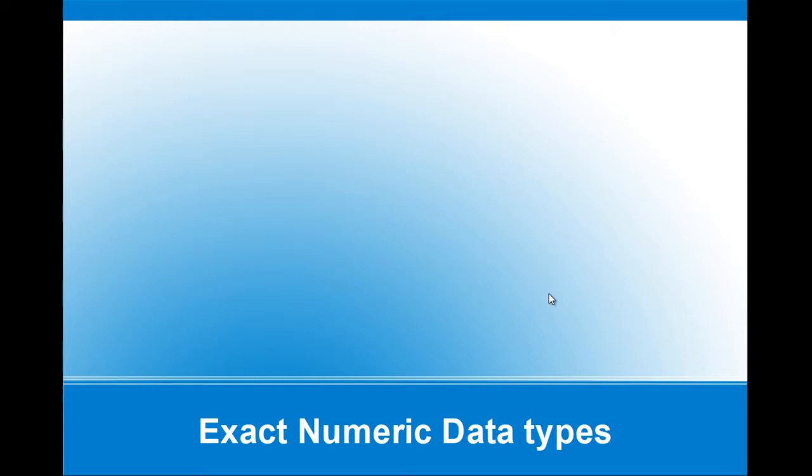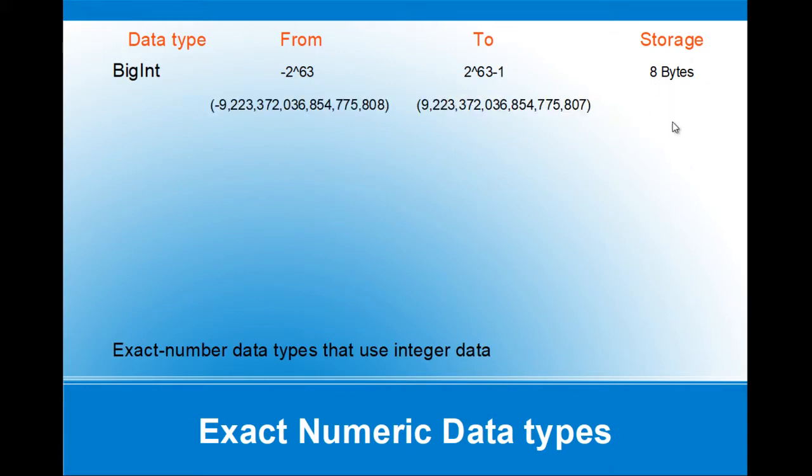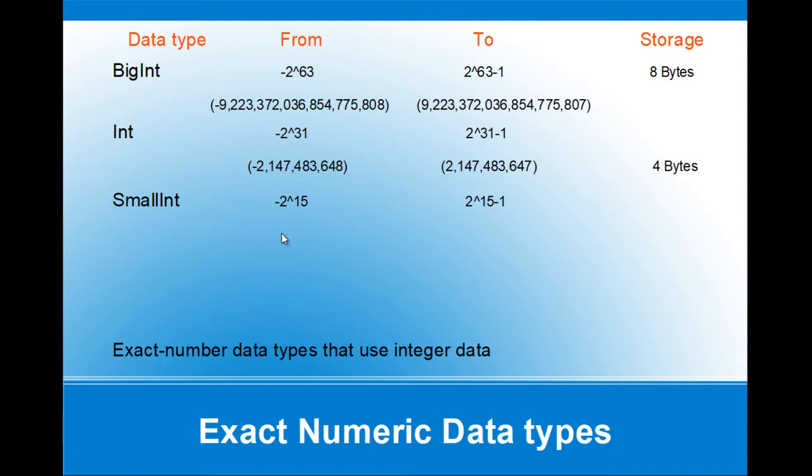Let's see what are exact numeric data types, that is, we want to store the numbers, the integer data. For this, we have BigInt, which is ranging from these two values, and which takes 8 bytes to store each of the values. The next one is the integer, which takes this particular range, and it takes 4 bytes for each value. The next one is small integer, which takes the range from this particular range to this particular range, and it takes 2 bytes each. The next one is tiny int, which varies from 0 to 255, which takes 1 byte each.